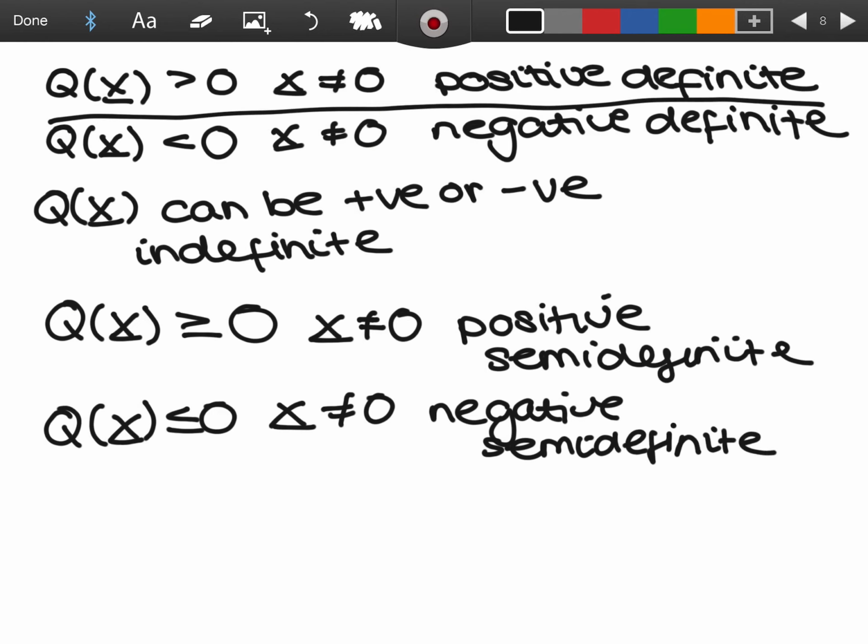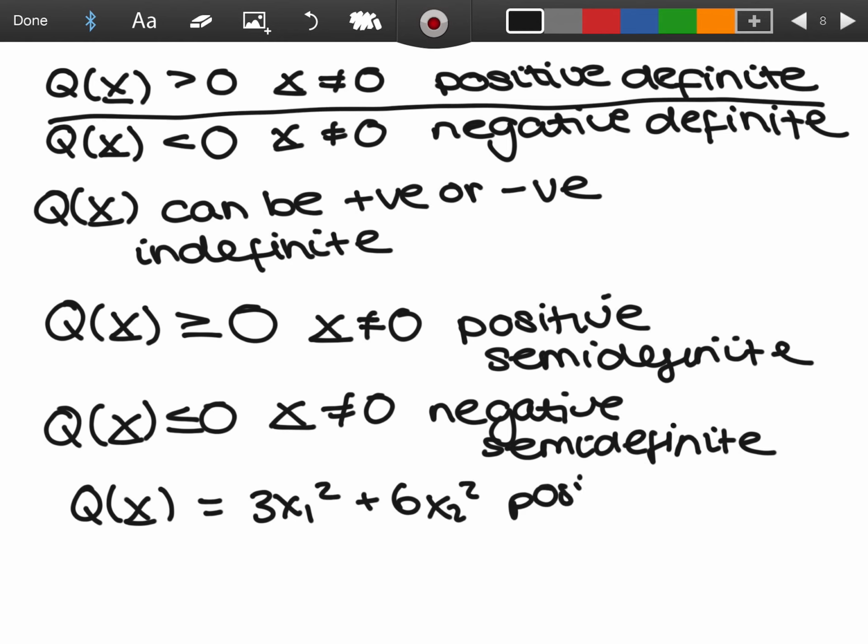Okay. For example, let's take the quadratic form q of x equals 3x1 squared plus 6x2 squared. As long as I input non-zero x's, so as long as both x1 and x2 aren't 0, then I know that this thing is always going to be greater than 0, regardless of the x1 and x2 that I put in, whether they be positive or negative. This is always positive. So this thing here is positive definite.